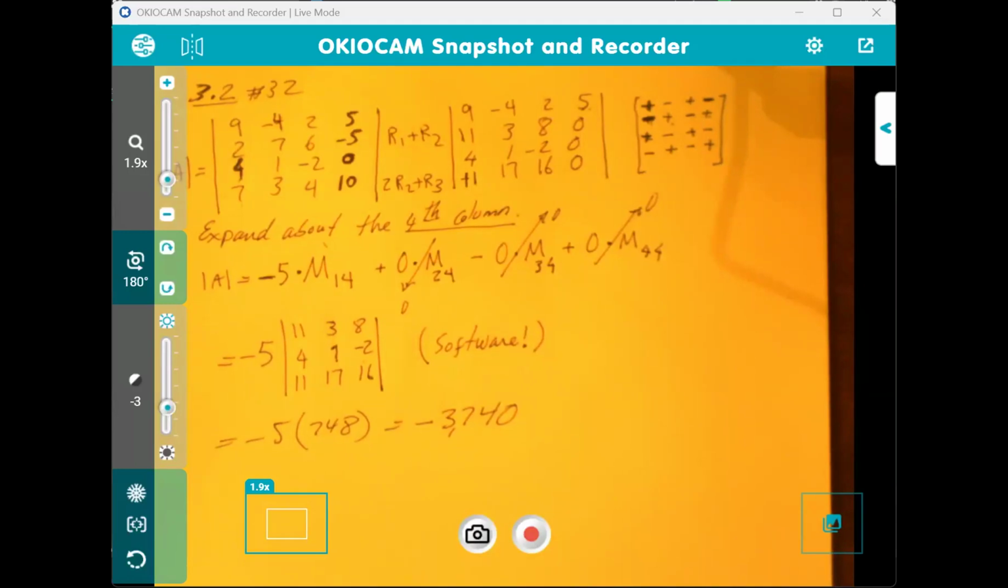Any questions again, ladies and gentlemen, on what we have done here about finding the determinant?